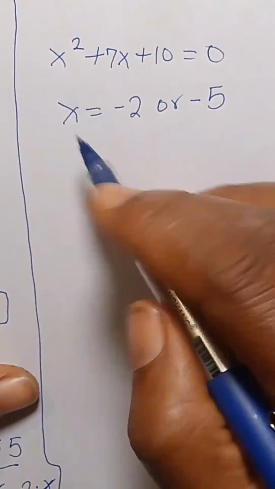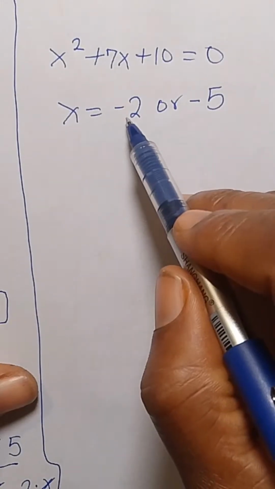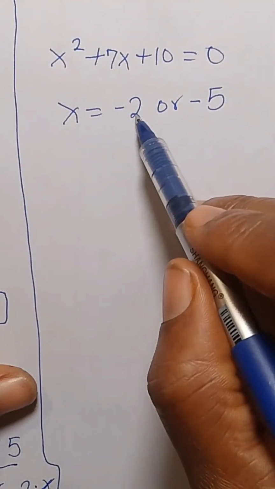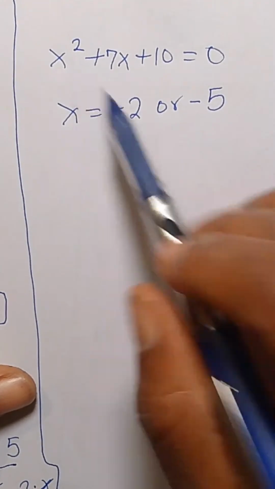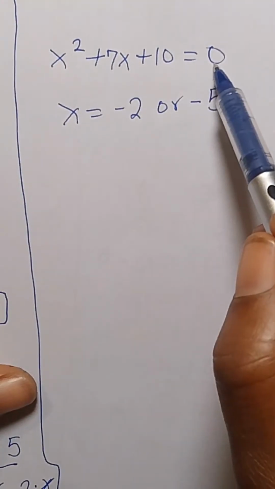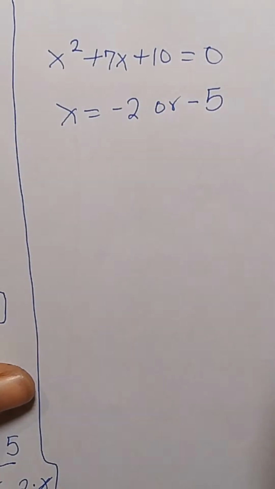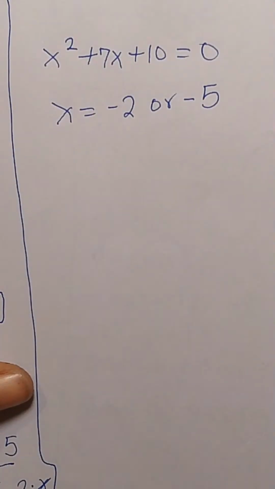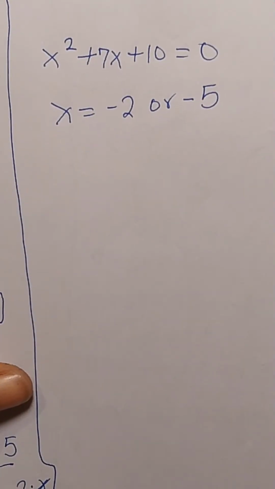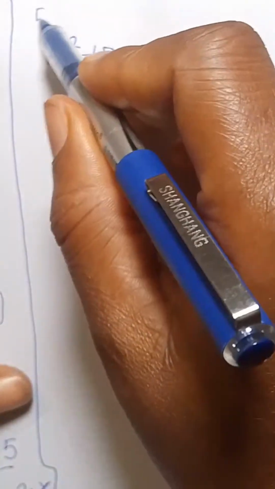So how do we check? If we solve for x, we solve it individually. Solve for x equal to minus 2. Wherever you see x here, replace it by minus 2, and we see whether we'll get 0 as the answer. If we do that, that means our solution is correct.